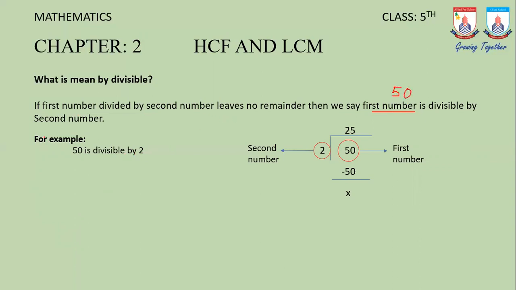and the second number is 2. If the first number is divided by the second number, 50 divided by 2, leaves no remainder or zero remainder, then we can say the first number, 50, is divisible by the second number. Divisible is closely related to factor. We can say that 2 is a factor of 50 or 50 is divisible by 2.